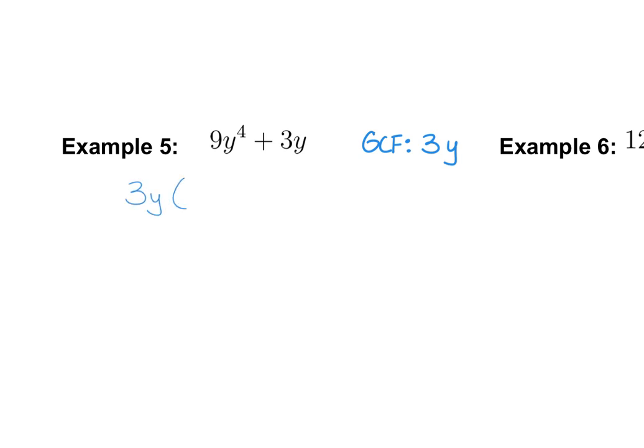Right, 9y to the fourth, and I am factoring out 3y. So 9 divided by 3, that will go in 3 times. For y to the fourth power, I'm going to subtract the first power, so I'm left with y to the third power. And then I have y to the third divided by y to the third, which goes in 1 time.